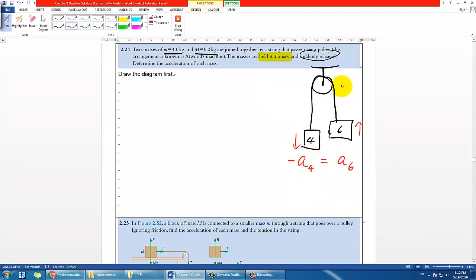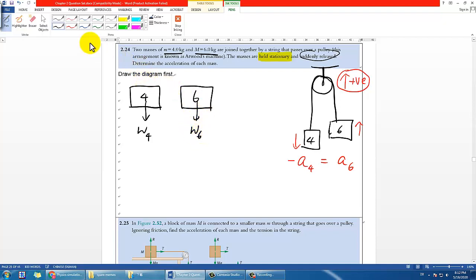So let's define the direction first. If I say upward is positive, then A6 is a positive value and A4 is a negative value. Then what we can do next is draw the free body diagram for each of them. So box 6 and box 4, and each of them will have its own weight and also tension. For tension, some of you may think, hey, would they have the same tension or different tension? Once again, because the string itself is massless, the tension would be the same.